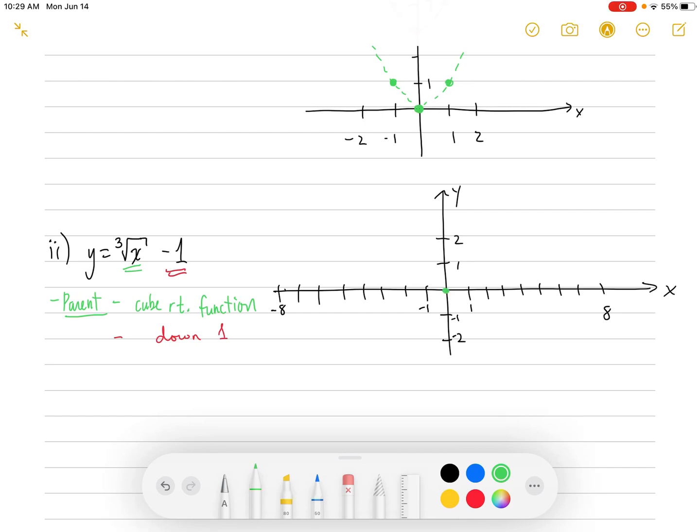Okay, so start off with the cube root function, the parent, and maybe remember when you plug in 0, the cube root of 0 is 0. When you plug in 1, the cube root of 1 is 1. When you plug in 8, the cube root of 8 is 2. So on the right side, you have this. And then you can plug in negative numbers. So the cube root of negative 1 is negative 1, and the cube root of negative 8 is negative 2, and on the left side, you have this.